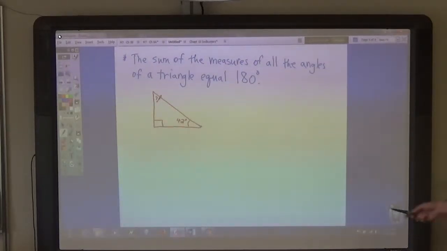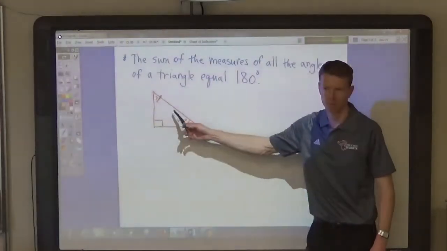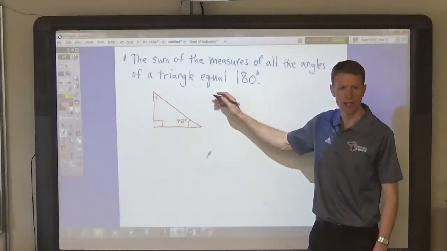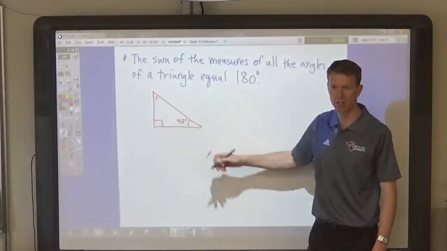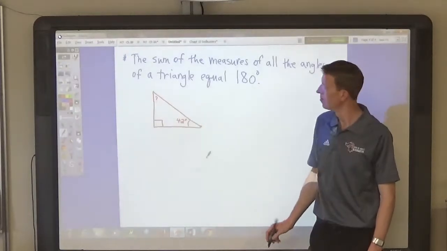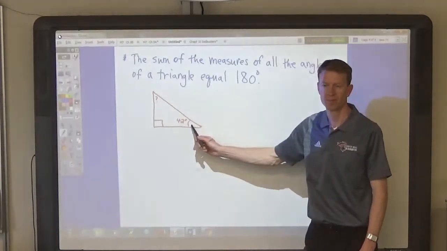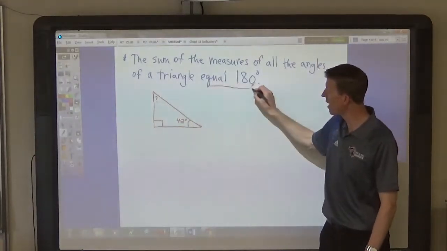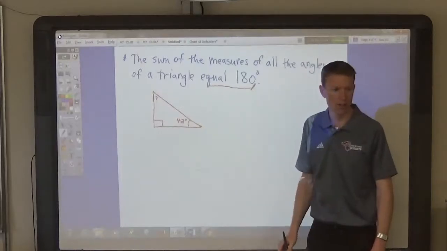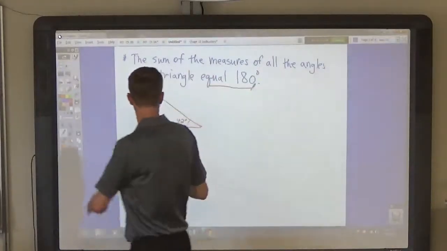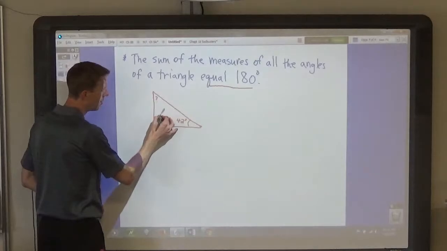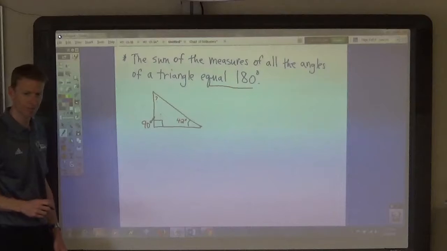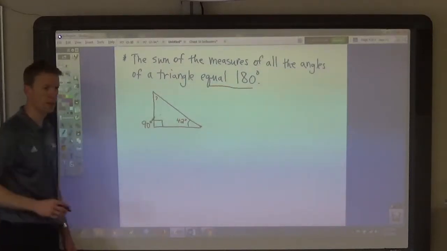Can we find the measure of this angle? Why can we find the measure of this angle? Grace? Because if you add 90 degrees with 42, then you have to come up with the rest to equal 180. Right. We know that all 3 are going to equal 180 degrees. So if we know what 2 of them are, this is a right angle, so we know that this is 90 degrees. And then we can find the measurement of the 3rd angle.